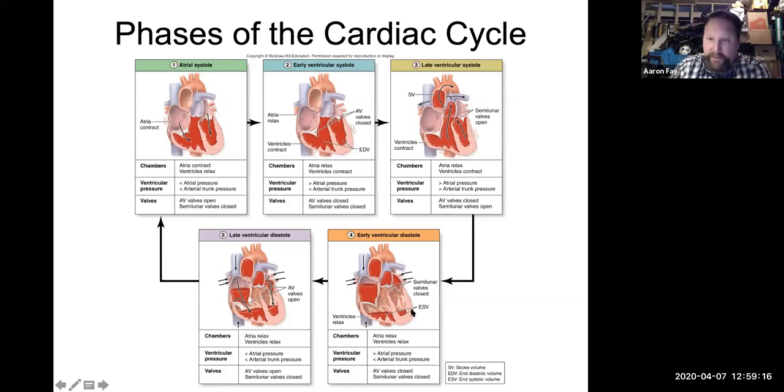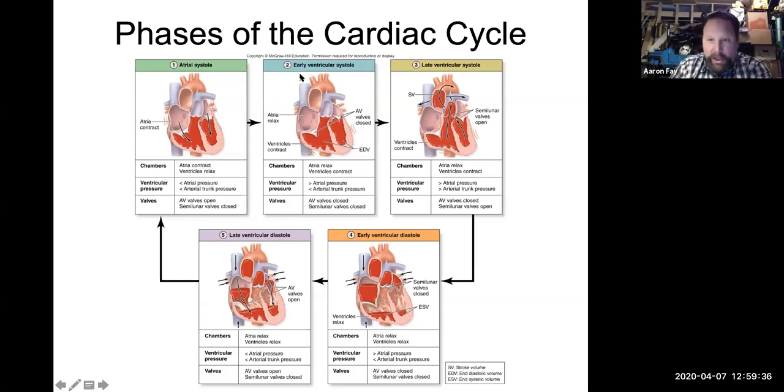So I'll go through this one more time and hopefully I won't trip over my tongue so many times. So we will start with atrial systole. The atria, auricular walls contract. This generates enough pressure to drive blood from the atria through the AV valves into the ventricle.